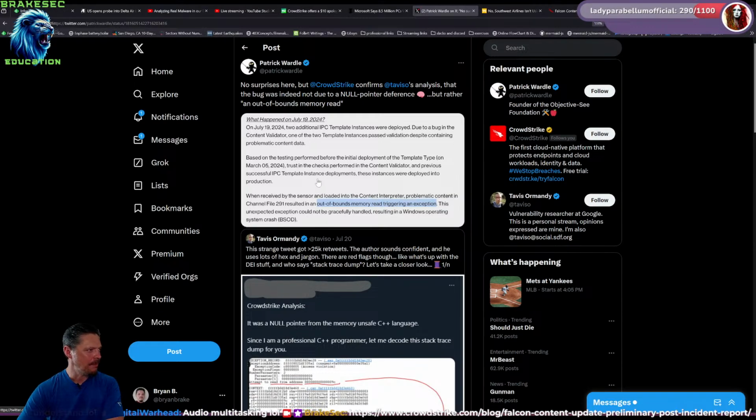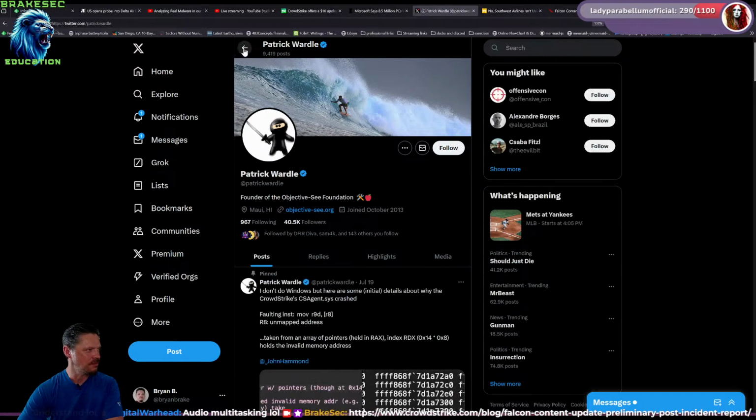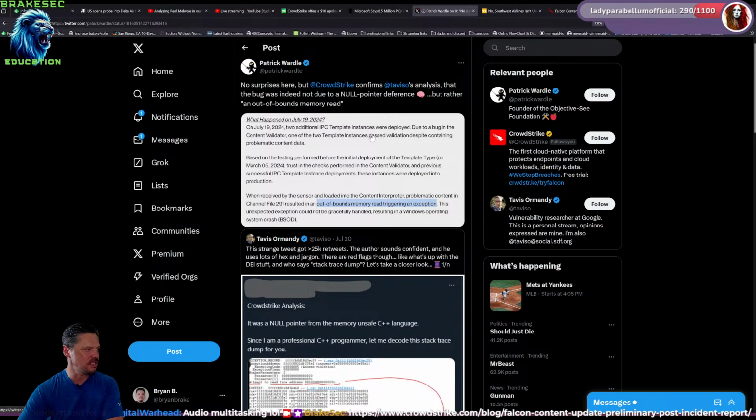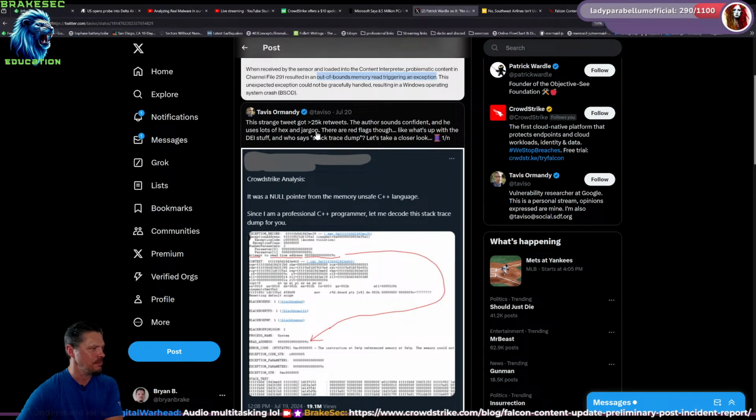So, Patrick Wardle, I think I've commented on some of his stuff in the past. There was an out-of-bounds memory read triggering the exception, and that's what caused the BSOD. This unexpected exception could not be gracefully handled, resulting in the Windows operating system BSOD. So you can actually see the CrowdStrike analysis. I don't know why he blanked out the name. Weird.